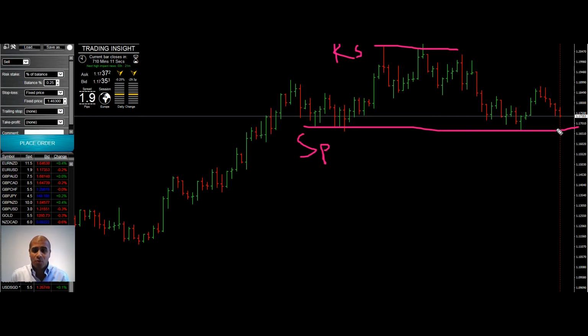Now, there are many different types of resistance and support levels, and we will be covering them in some of the videos further on in this series.